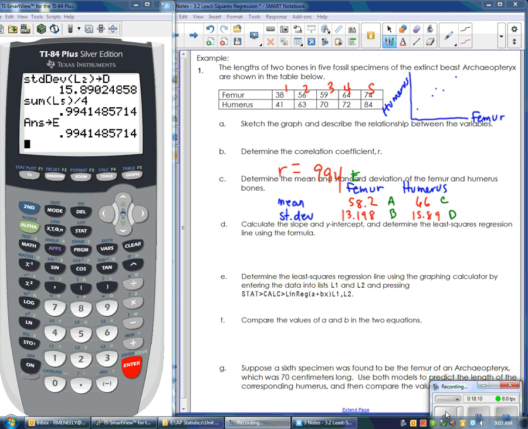So my slope, if you remember from the formula before, is going to be my correlation coefficient times the standard deviation of y over the standard deviation of x. Okay, and it's always going to be y over x, and that's a big mistake.